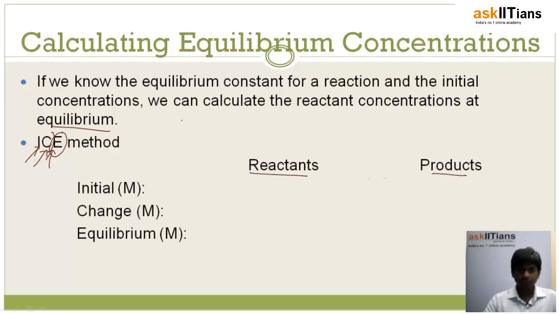Reactants, products, initial concentration, say something and something, then the change in concentration, say minus x, where x is the change in concentration. If the reactant is minus x, the product will be plus x. If the product is minus x, the reactant will be plus x, and therefore the equilibrium. Now let us see how to use this.